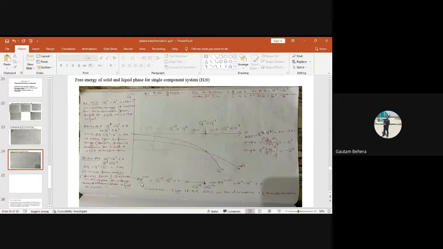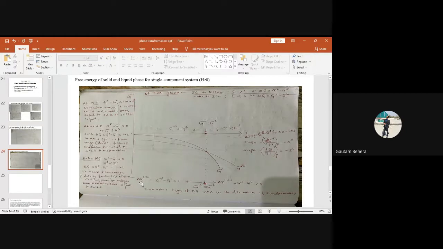Then we have to calculate delta G, right? Delta G is the change in free energy. Since you are transforming liquid into solid, liquid is the reactant and the product is the solid. So delta G will be the free energy of solid minus the free energy of liquid. Why? Always product minus reactant.